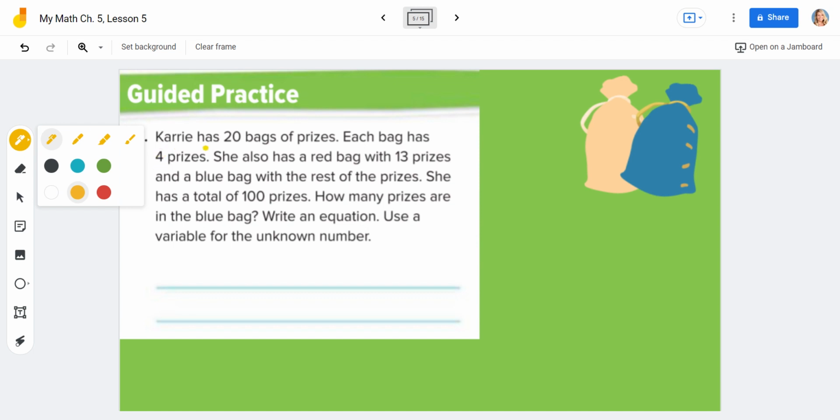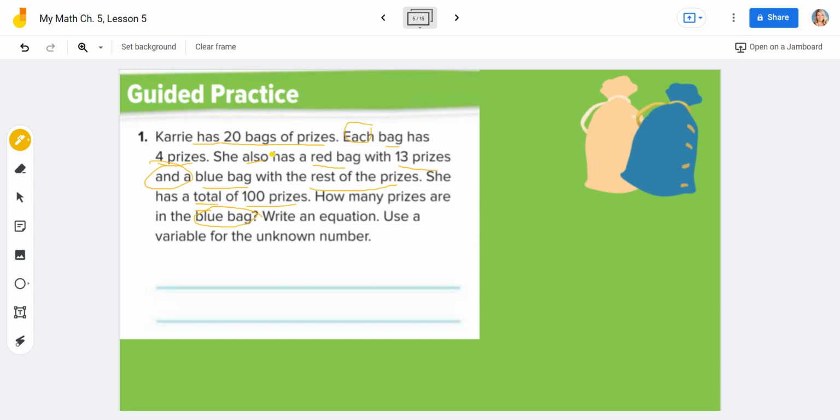Okay, Carrie has 20 bags of prizes. Each bag has 4 prizes. She also has a red bag with 13 prizes and a blue bag with the rest of the prizes. She has a total of 100 prizes. How many prizes are in the blue bag? Write an equation. Use a variable for the unknown number. All right, so now's when you would pause it and work it out and see how you did. I'm going to keep going so that you can come back here and check it.